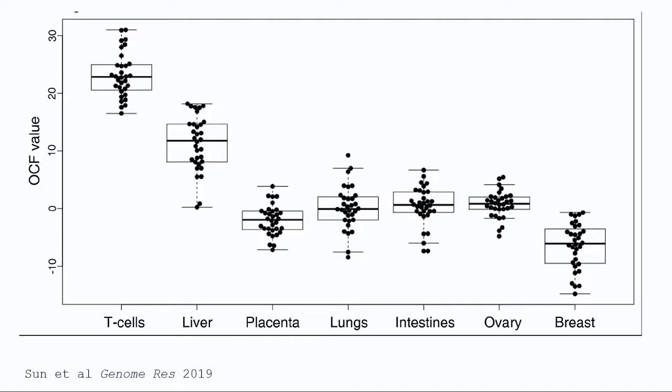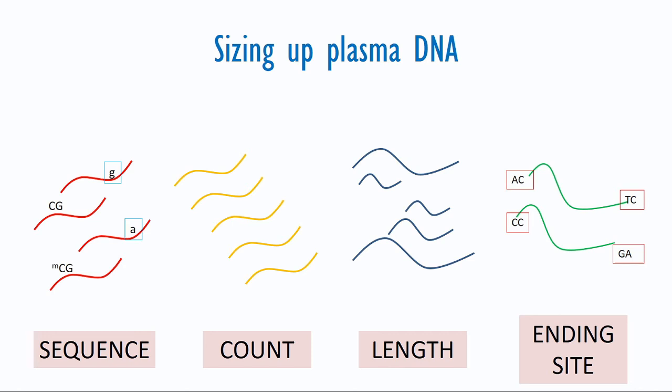And now we actually have expanded and mined for preferred ending sites for different organs. And this is, again, another early proof of principle study to show that we may be able to not just use DNA methylation, which I've shown you earlier, but maybe we can use plasma DNA ending sites to differentiate which organ that molecule came from. And so to summarize, plasma DNA actually has many facets. You can analyze its plain sequence, the methylation. You can count it, you can measure its length, and now you can also determine its ending site.